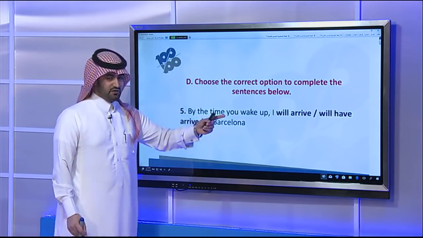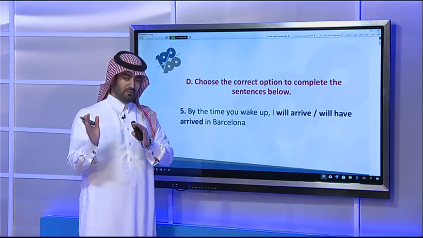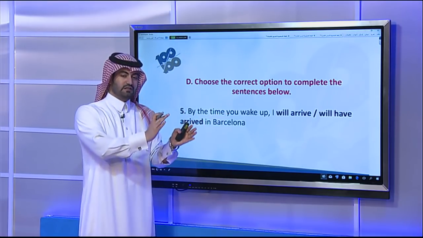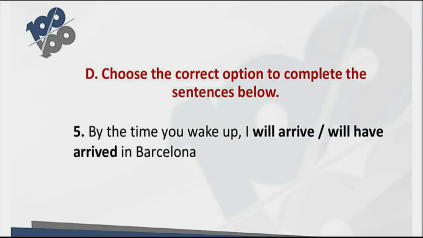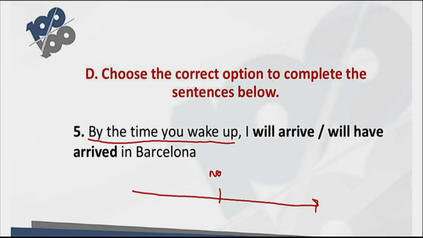When do we use the future perfect? When we talk about an action that will be completed before something in the future. What is the point in the future? By the time you wake up. So now we are here. By the time you wake up, for example, could be here, now, this is now. Here, you wake up.